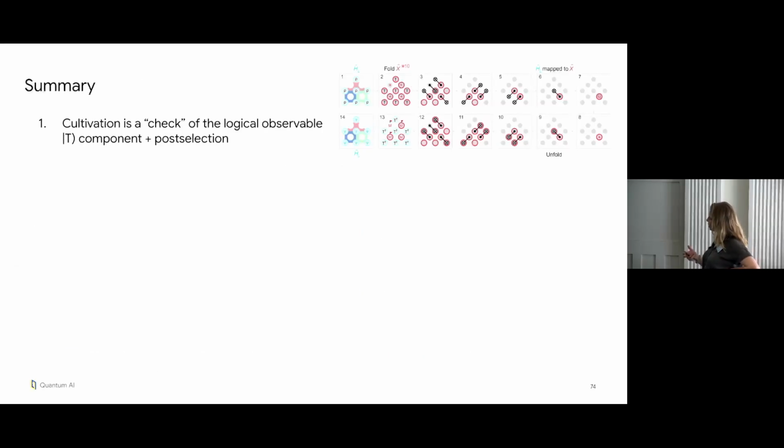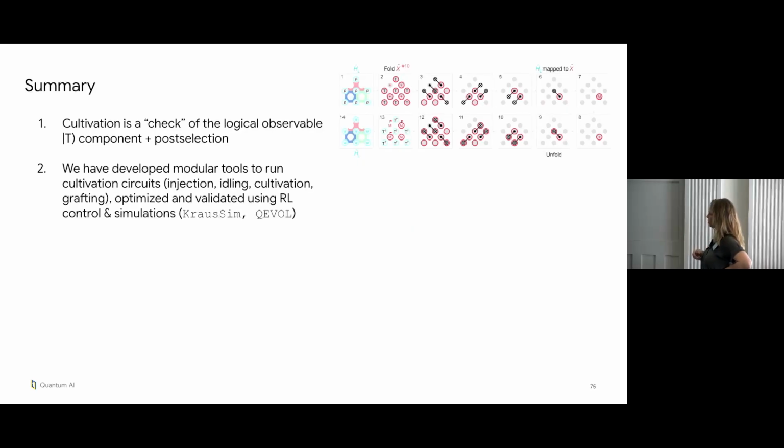All right, so in summary, I discussed cultivation. It's a check of the logical observable. It's a measurement of the H operator. It includes post-selection to increase the fidelity of the state. And we developed these modular tools in order to run pieces of cultivation circuits in QEC and combine them in different ways in order to show what cultivation is doing in logical tomography, and then quantifying it in kickback tomography, and then grafting to a surface code. This was enabled by the reinforcement learning calibration and state vector simulations developed by my colleagues.